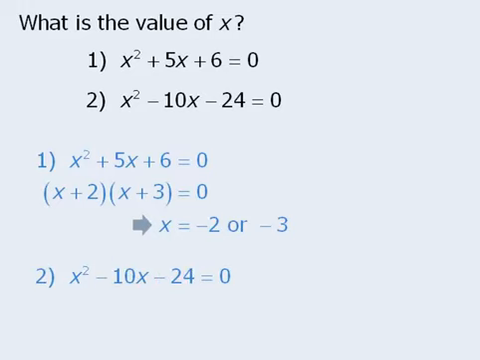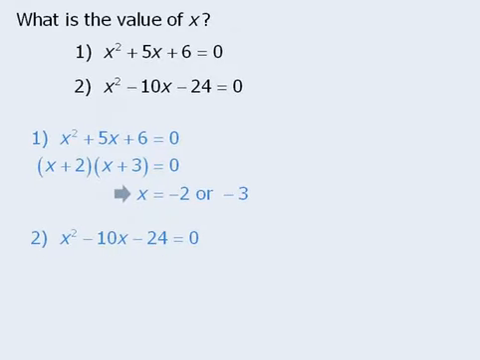Now statement 2 also provides a quadratic equation involving x. Once again, we will first factor the left-hand side. From here we can see that if x minus 4 times x minus 6 is equal to 0, then x must equal 4 or 6.